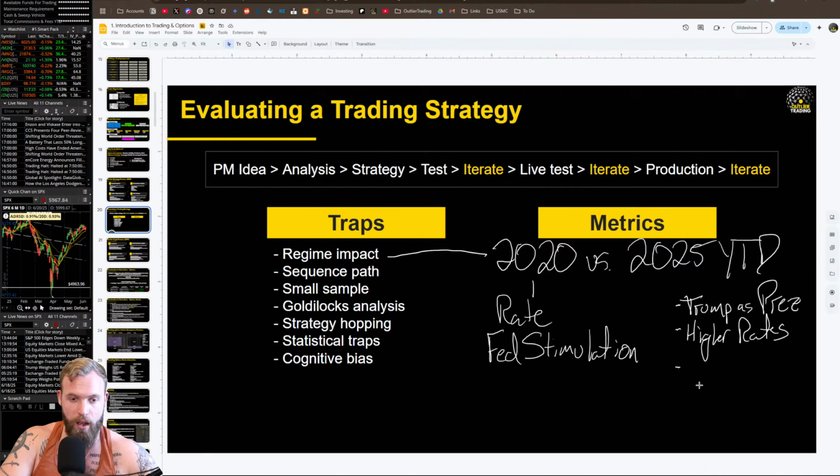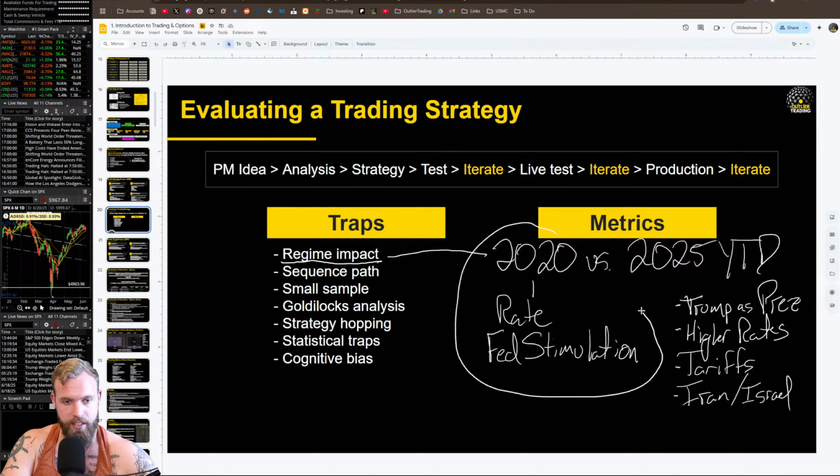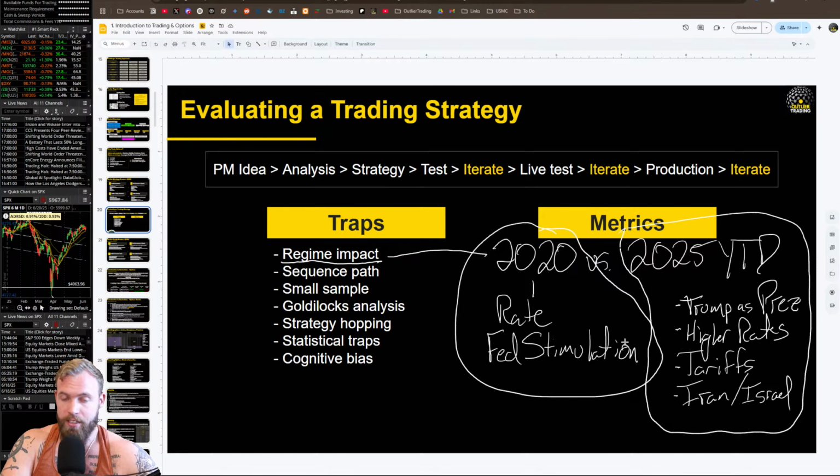Bingo. So now we have things like tariffs. We have a new conflict. And so on and so forth. So the regime matters so much. What you see and what performs well in this will differ than this. This is using 2 years at an annual view.